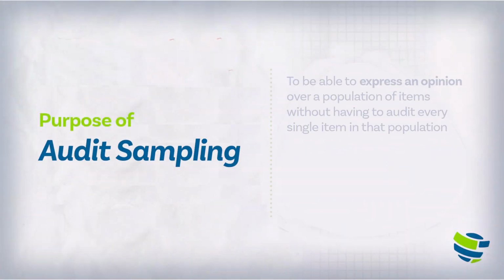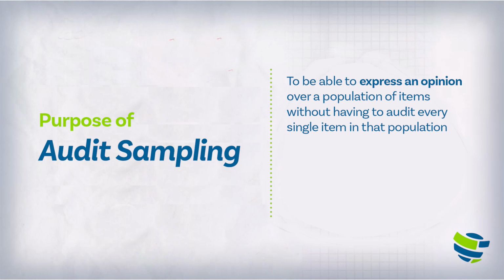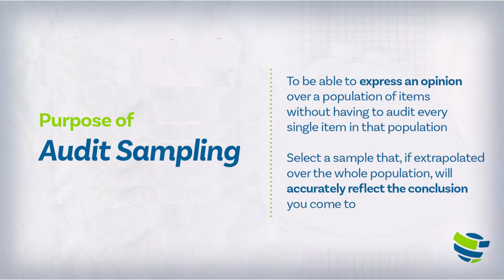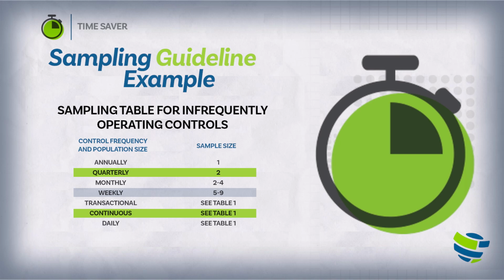So, let's get started. The purpose of audit sampling is to be able to express an opinion over a population of items, such as transactions, people, or pool noodles, without having to audit every single item in that population. You want to ultimately select a sample that, if extrapolated over the entire population, will accurately reflect the conclusion you come to. There are mathematical ways of calculating a sample to achieve a desired level of confidence. Some of you may be having flashbacks to your college economics course right about now, but don't worry, here's a time saver. As an internal auditor, it is likely your firm will already have sampling guidelines for you to follow.